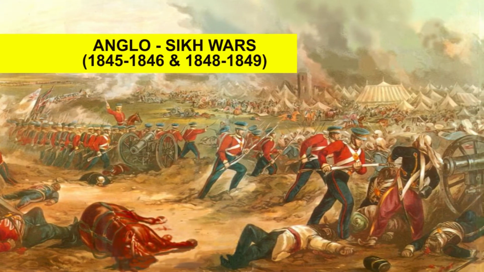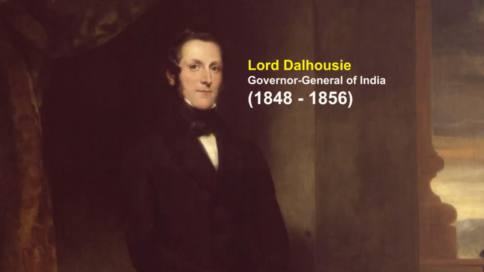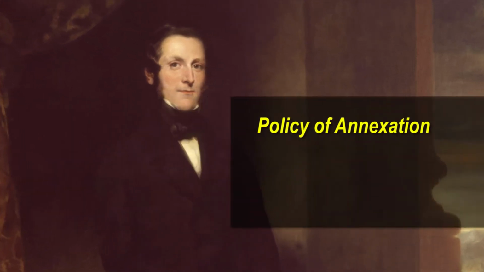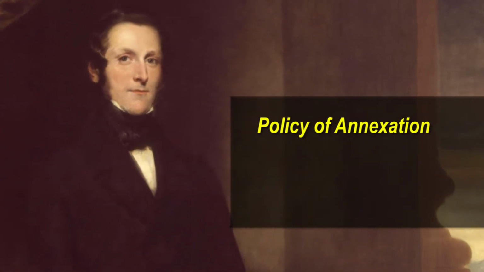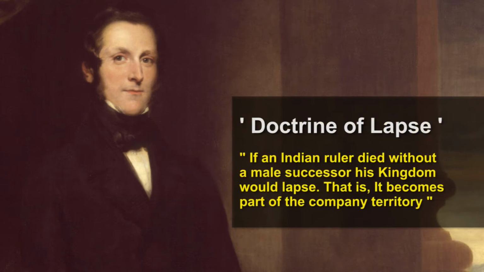The final wave of the British annexation of the Indian states occurred under Lord Dalhousie, who was the Governor General from 1848 to 1856. His policy of annexation was known as the Doctrine of Lapse. He declared that if an Indian ruler died without a male successor in his kingdom, then his kingdom would lapse, that is, it would become a part of the Company's territory.